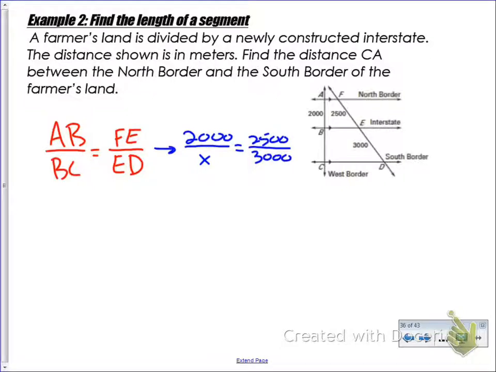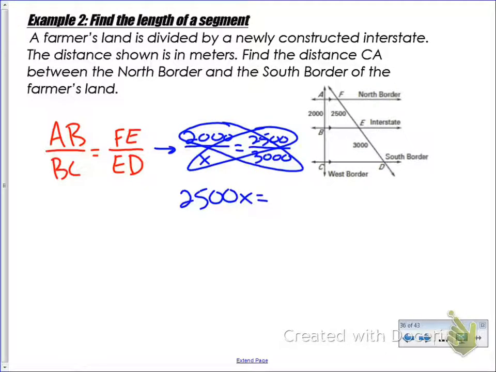We just have a proportion, so we're going to cross multiply. 2,500 times x is going to be 2,500x, and that's equal to 2,000 times 3,000, which is going to be 6 million. Last but not least, we want to get the x by itself, so divide both sides by 2,500.